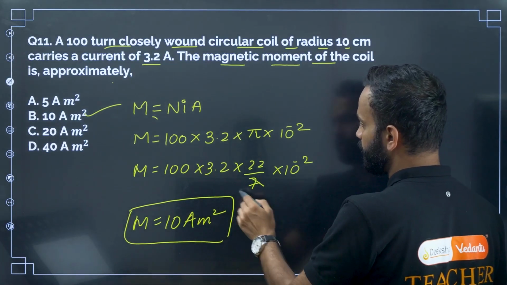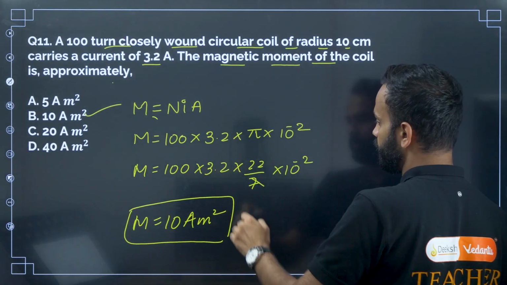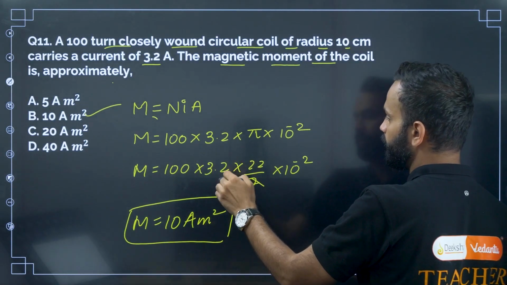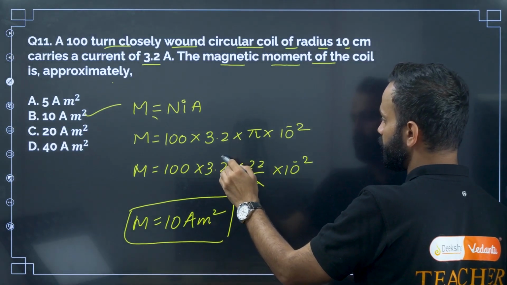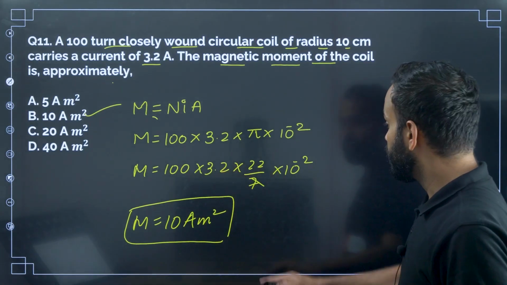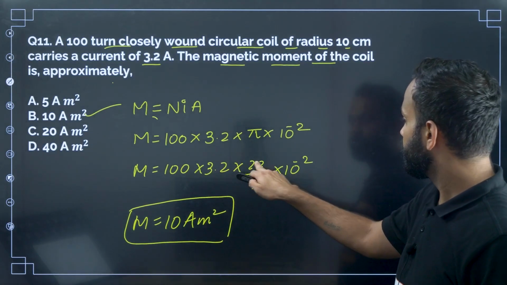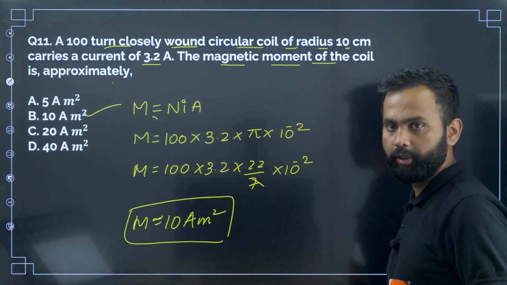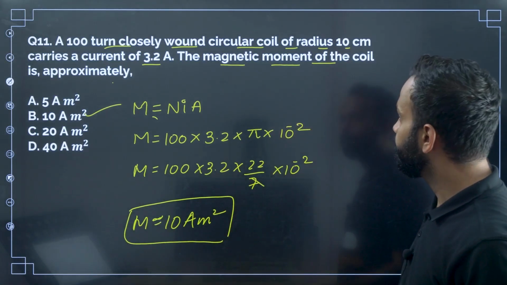So this is approximately equal to, let's multiply and divide by 10. So this is approximately equal to 10, right? You will get the value approximately equal to 10 ampere meter square.